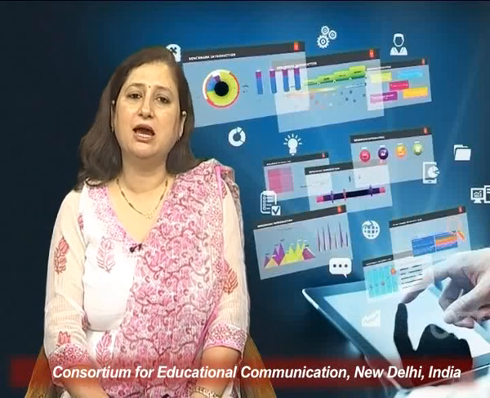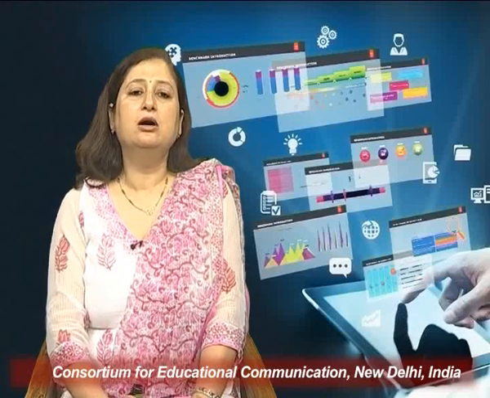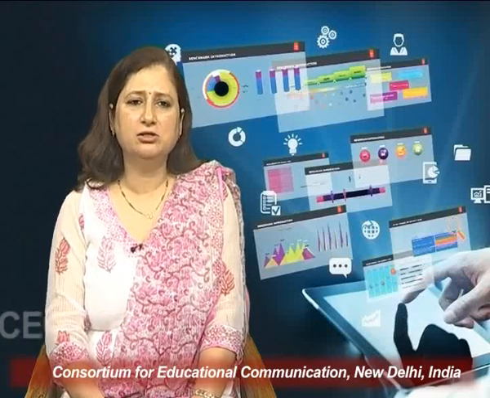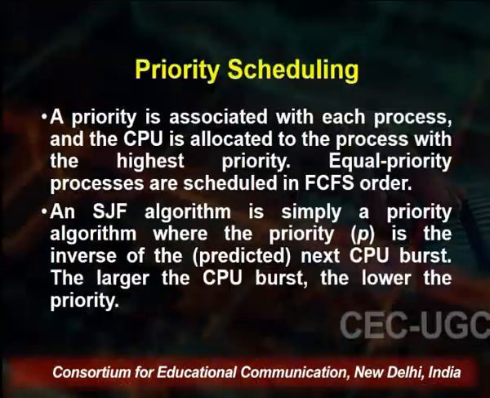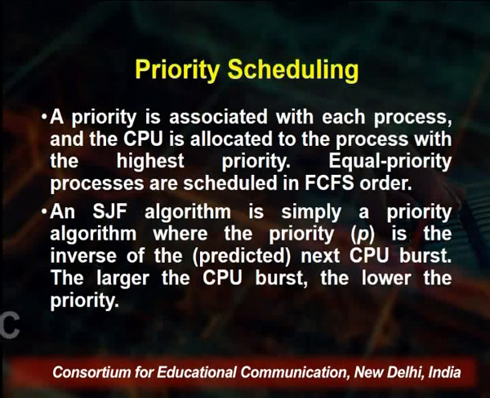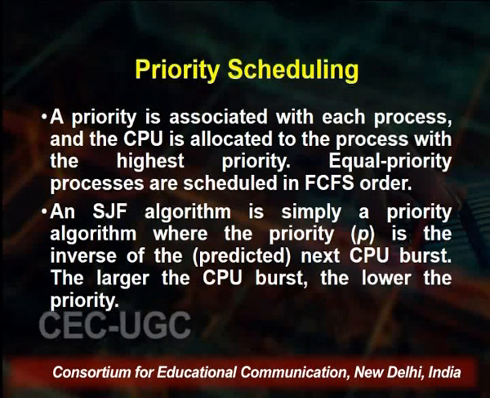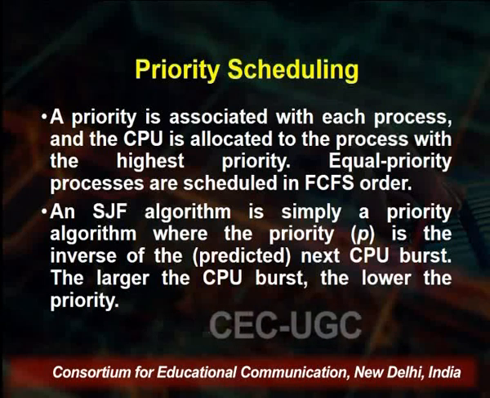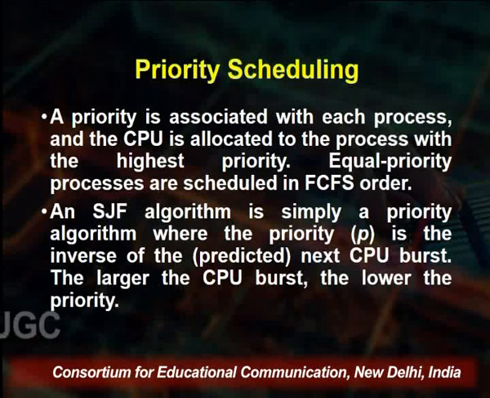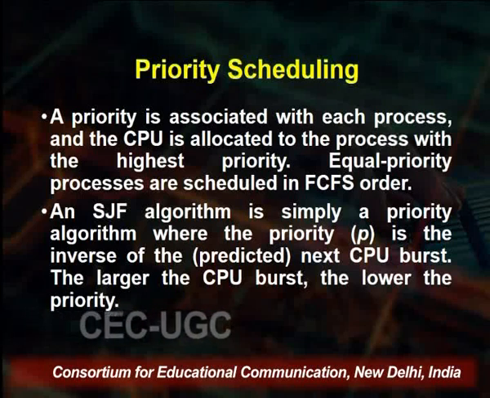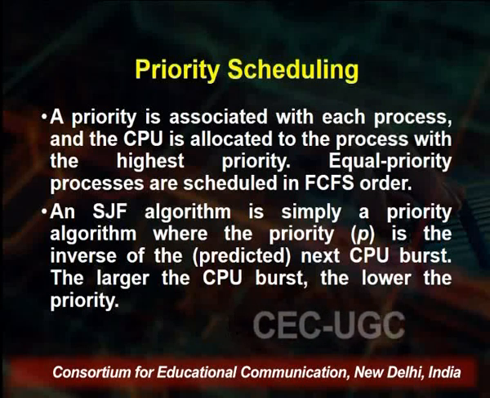Now today we are going to talk about a third type of algorithm which is also very interesting and important, that is priority scheduling. If you look at the shortest job first algorithm, the shortest job next algorithm, these are also priority algorithms, because in this also a priority is associated with the process. But if you talk about priority scheduling in general terms, a priority is associated with each process, and the CPU will be allocated to the process which has the highest priority.